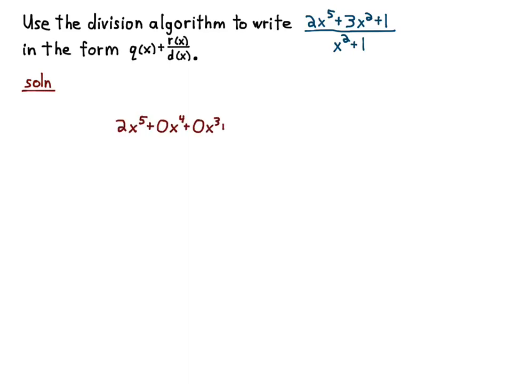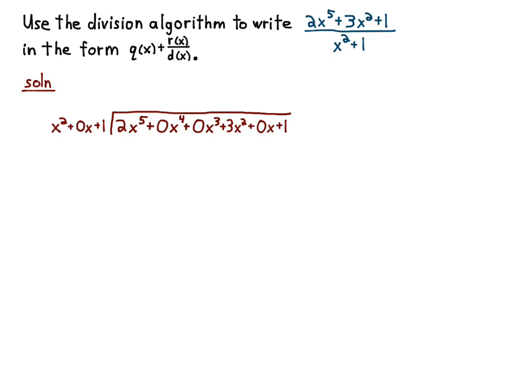So I take 2x^5 + 0x^4 + 0x^3 + 3x^2 + 0x + 1 and divide it by x^2 + 0x + 1. What are all these zeros for? Well, first of all, you want to write everything in descending powers of x.